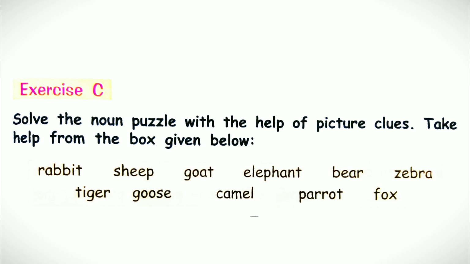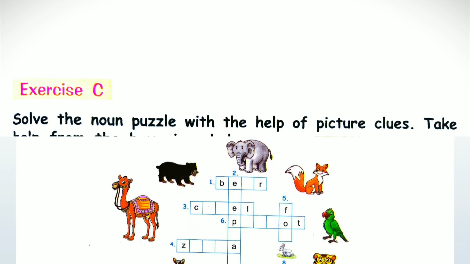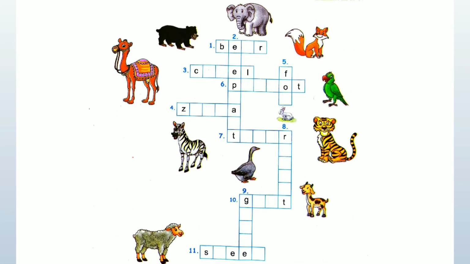Solve the noun puzzle with the help of the picture clues. Take help from the box given below. In the box we can see some names of the animals and birds and write down in the puzzle given below. Okay dear students, you have to do this puzzle by yourself and look at the puzzle. The first word, near the first word we can see an animal. What is the name of that animal? Bear, B-E-A-R.